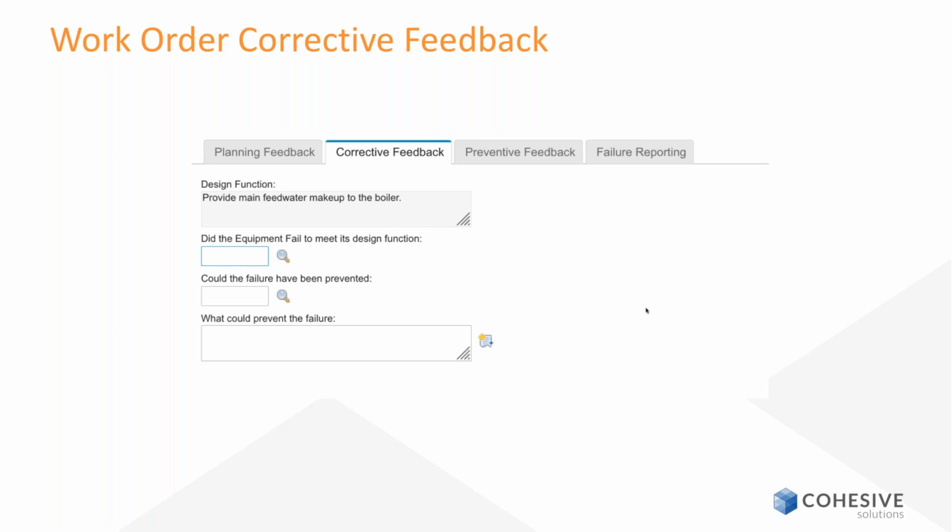So did the failure prevent it from doing what is listed above? And if so, could the failure have been prevented? And those are just simple yes, no's to try to determine if it was a maintenance preventable functional failure. And then we have a text field to identify suggestions as to what we could do to prevent the failure from occurring.